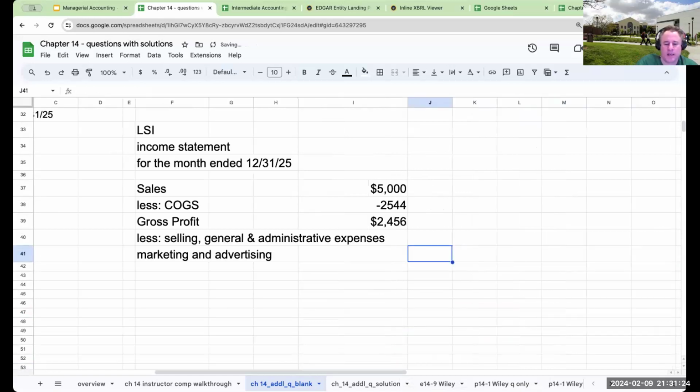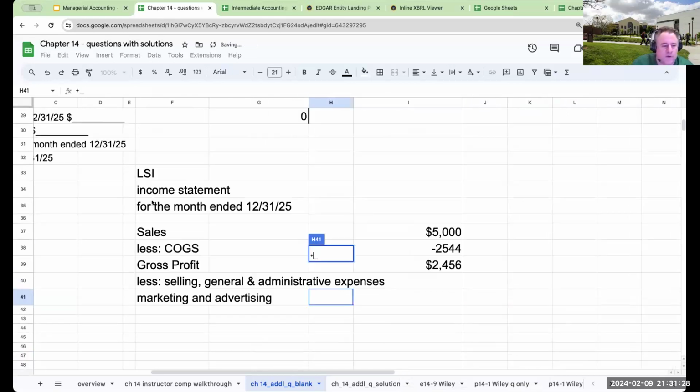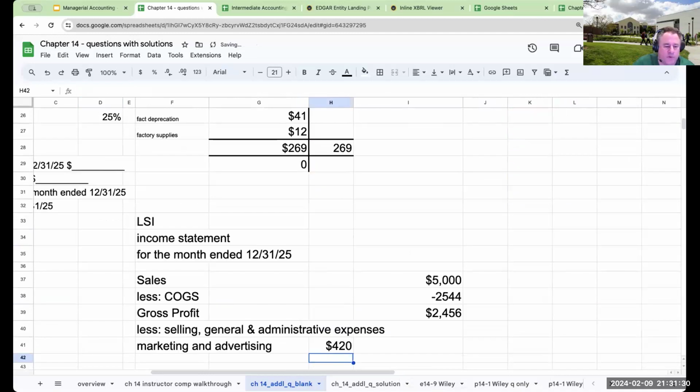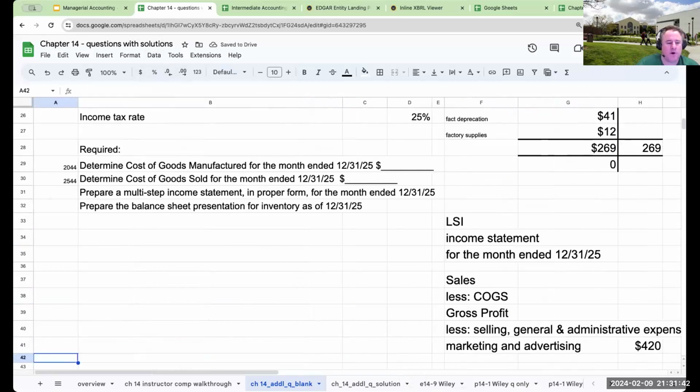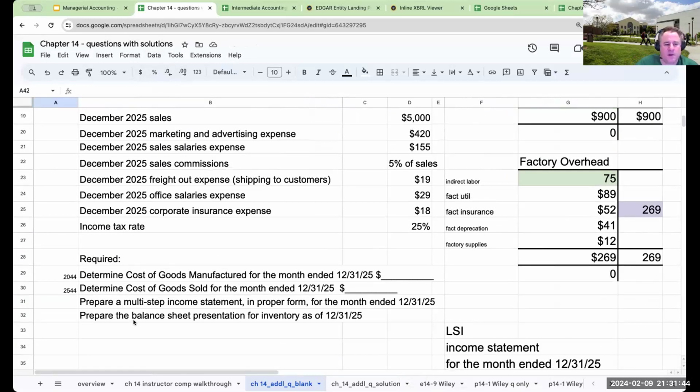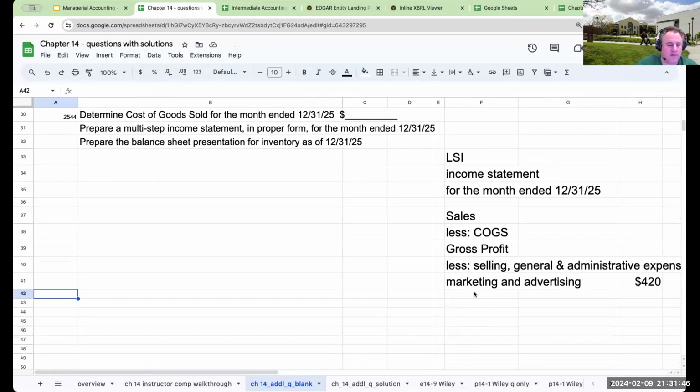So my marketing and advertising expense, I'm going to give us a little bit more room. This over here was at 420. Now I'm doing this kind of crazy indentation just because when I'm going through and adding these up, it's usually a way to show you that I'm adding up different numbers. So I've got marketing and advertising. I then have sales salaries expense.